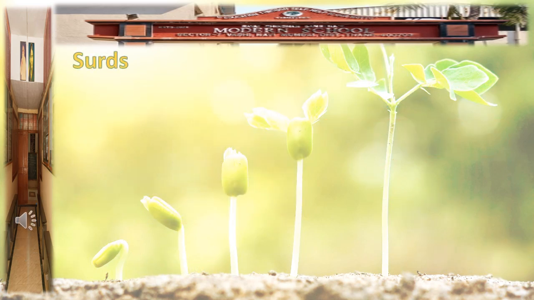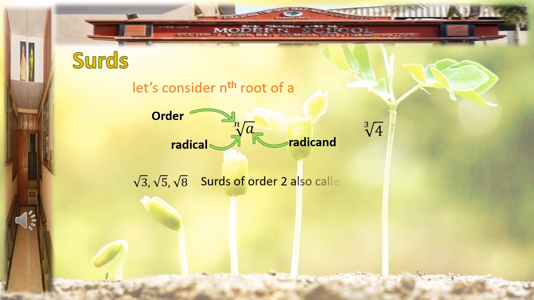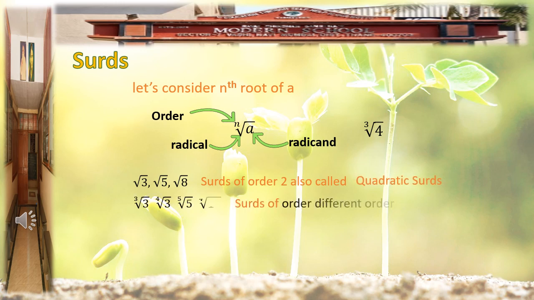Let's understand some terminologies in surds. Let's consider nth root of a. Here, n is called order. For example, if we take cube root of 4, 3 is the order. This root is called radical and the number inside is the radicand. Here in examples, root 3 and root 5 are surds of order 2, which are also called quadratic surds. Then we have examples of surds of different orders. Cube root of 3 is a surd of order 3. Fourth root of 3 is having order 4.